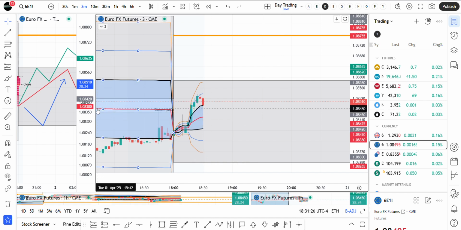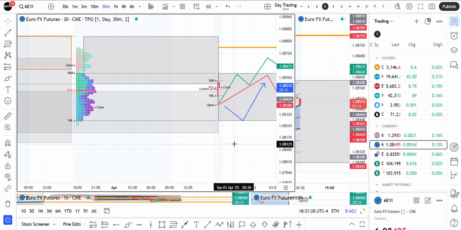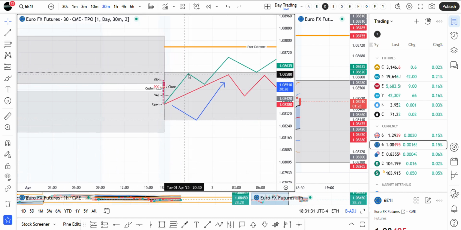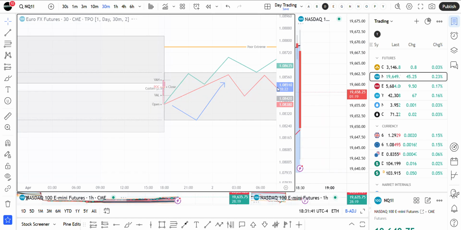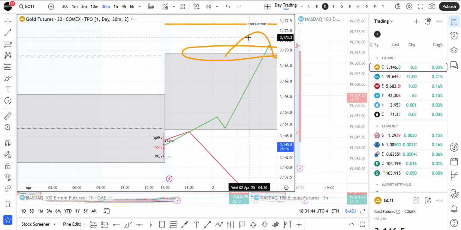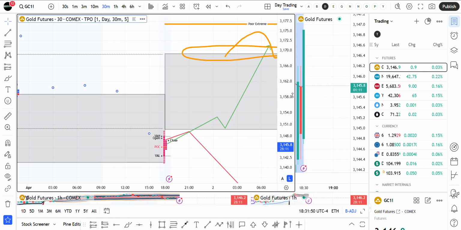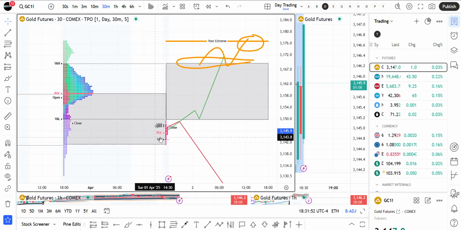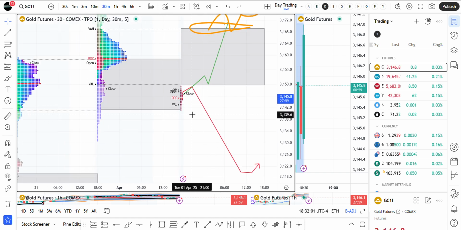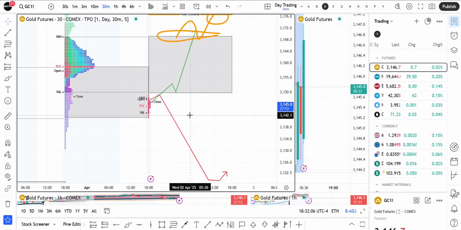Okay, that's my prep for today. I'm short EU from this point unless it breaks, and then I'll go long. Looking at gold. Gold, I'm trying to be short 150s or anywhere below that actually. If it breaks in, I'm gonna be long. 150s, 151s, that range.